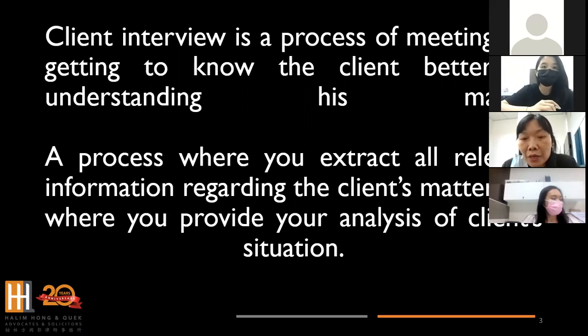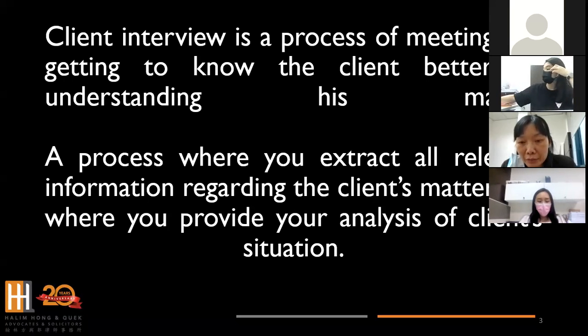It's a process where you extract all the relevant information, maybe not all, but the relevant or preliminary relevant information regarding the client's matters, to provide an analysis of the client's situation. You extract the information, and then from the facts you form a view or your opinion on how strong the client's case is. This is where you advise the client based on the information the client gives you. Okay, next slide.